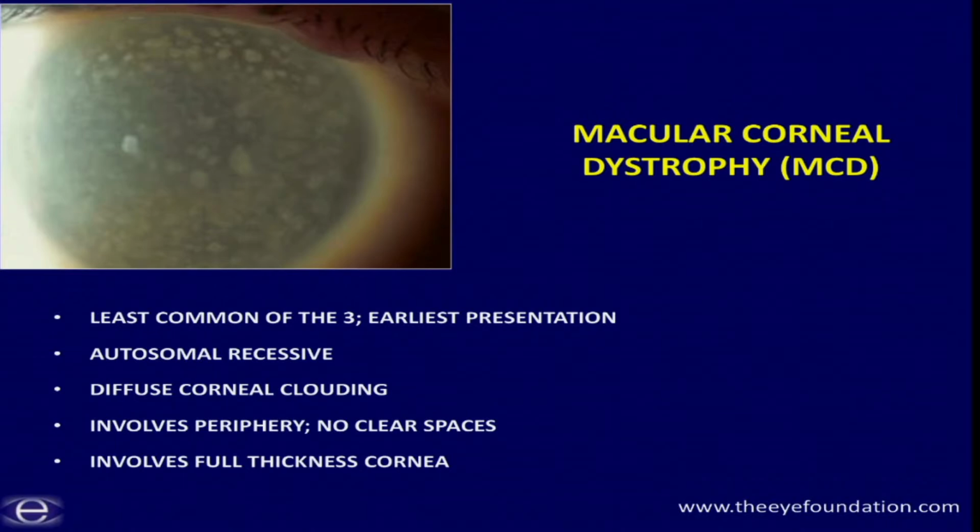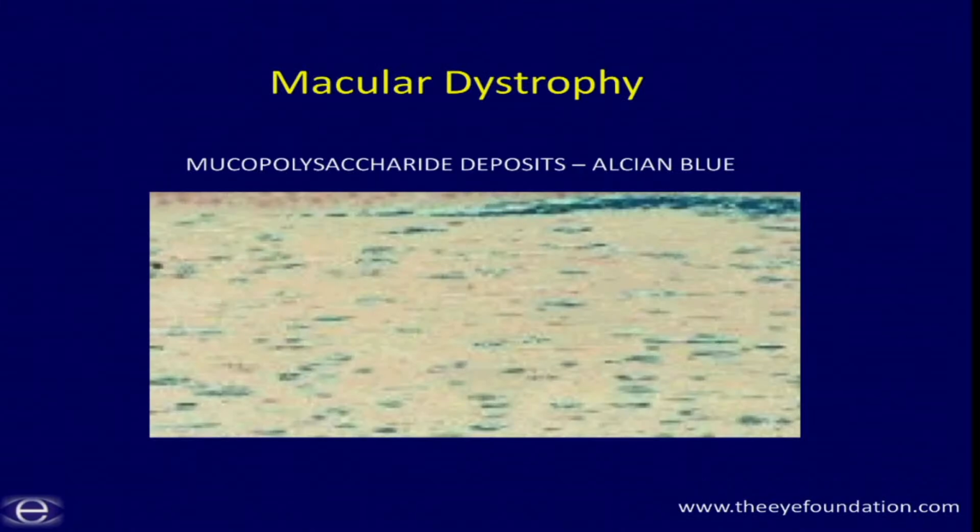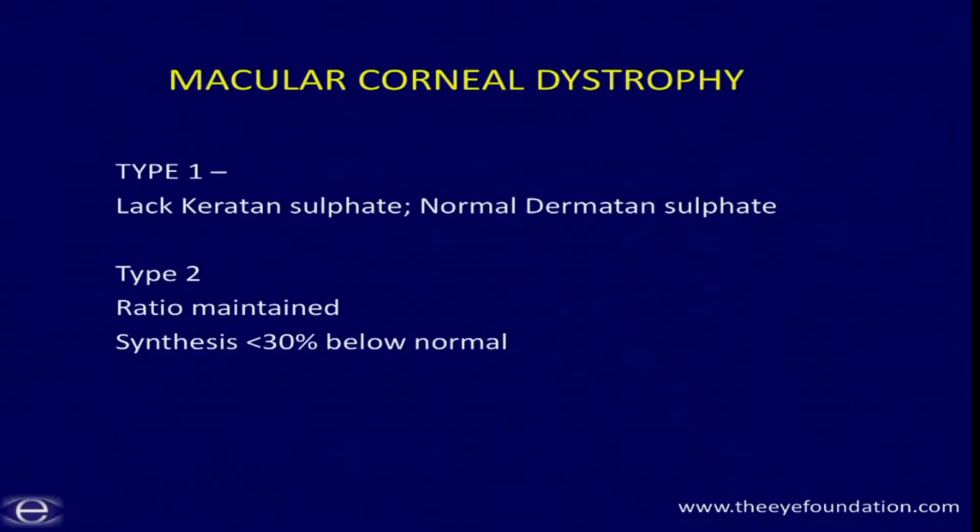As the patient ages, it goes to the periphery. The involvement starts more anteriorly and goes more posteriorly and to the periphery as the patient ages. Again, macular dystrophy has mucopolysaccharide deposits with Alcian blue as the staining pattern.